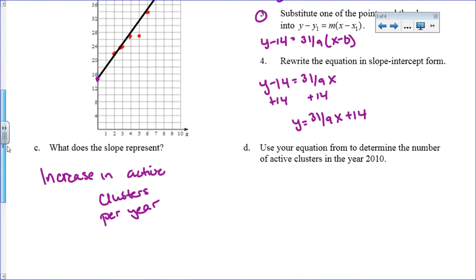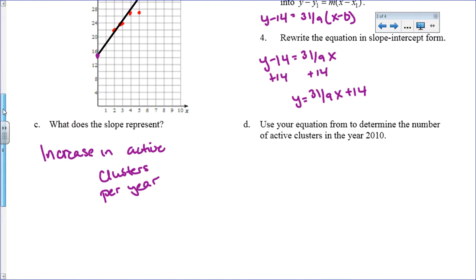And then 2010 is going to be 20 years since 1990. So we're going to go ahead and plug that in. Y equals 31 over 9 times 20 plus 14. So 31 over 9 times 20 plus 14 gives me about 83 active clusters.